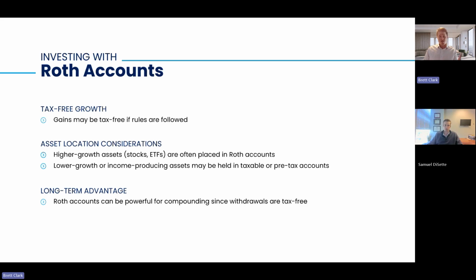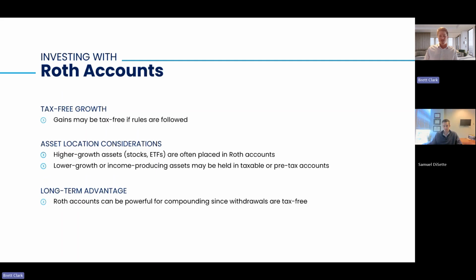But if you follow the rules, like I mentioned earlier, so you wait until age 59 and a half and you've met that 5-year rule, your gains and withdrawals are completely tax-free. So that means every dollar of growth in a Roth account stays in your pocket. There's no capital gains tax. There's no income tax on those withdrawals. This is why Roth accounts are often considered one of the most powerful tools for long-term investing.